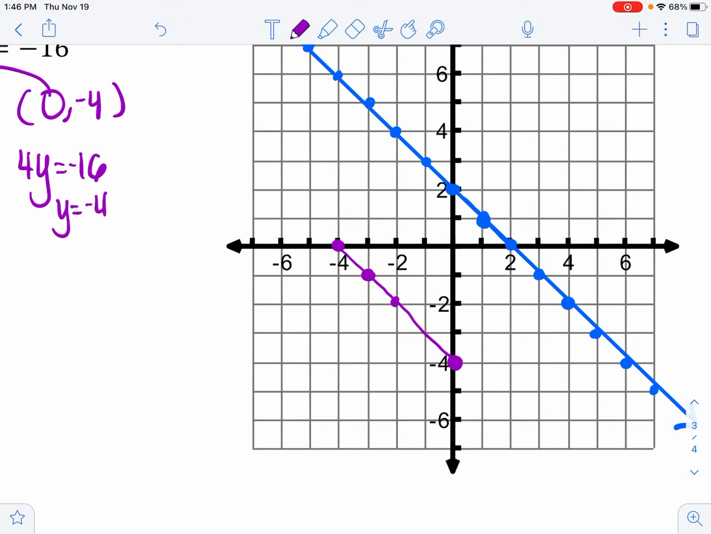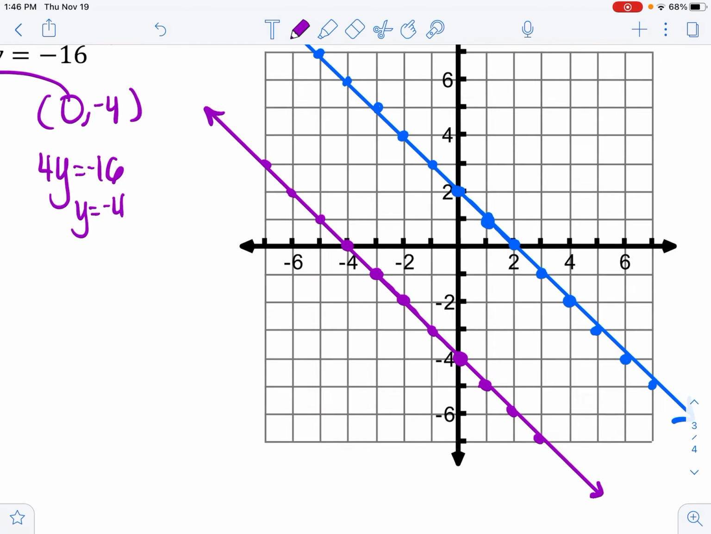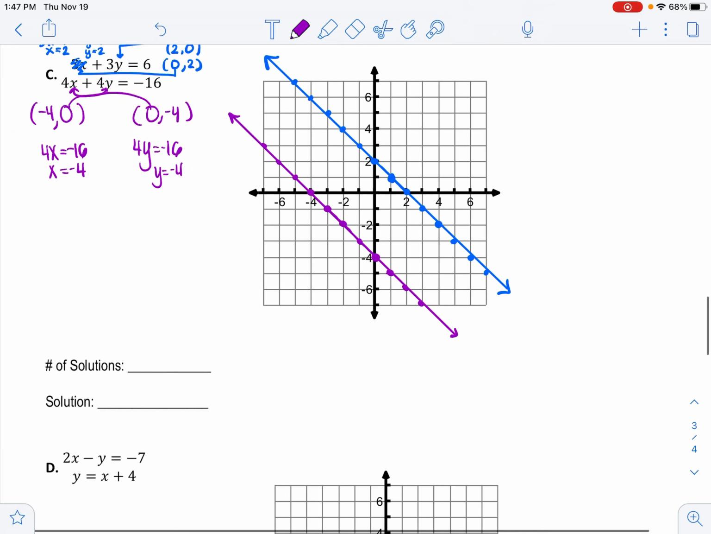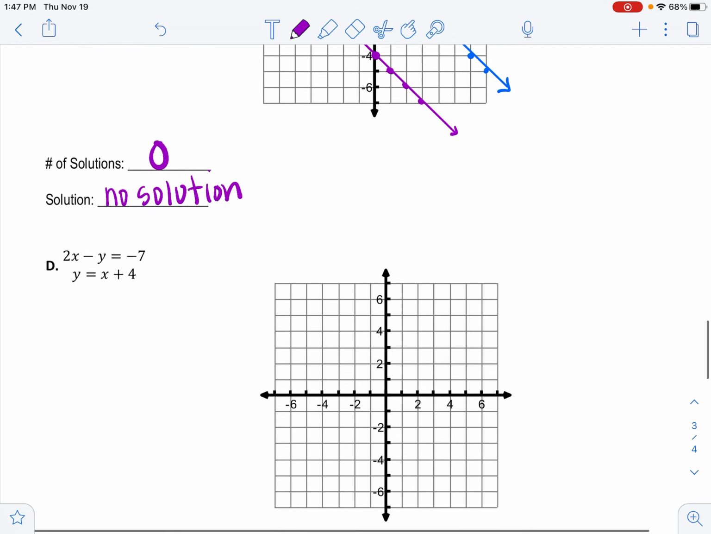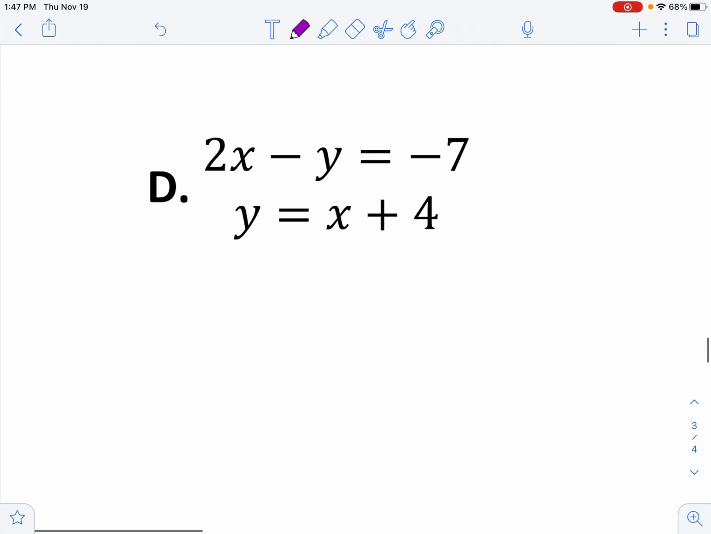So I can connect just those 2 points for now just to see what other points it goes through. A little crooked. It goes through this point, and this point. So I can see that the slope is -1 also. So now I can connect all the points on the line. And if I look to see where these two lines intersect, they never do. So there are 0 solutions, and there is no solution.